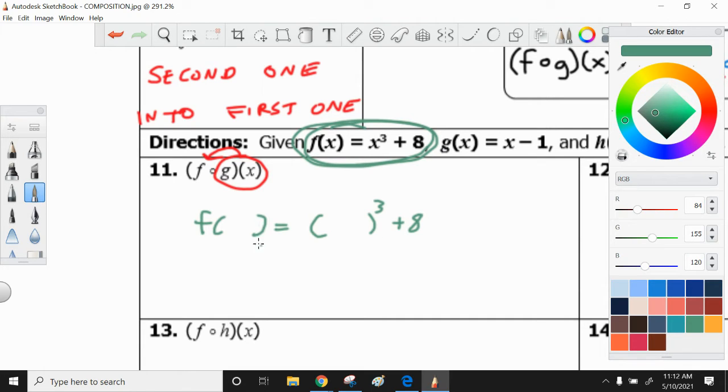This is like the empty version of f. And now when I go back with g, I know exactly where g is supposed to go. G of x is supposed to go inside, so it should be like this: x minus 1.